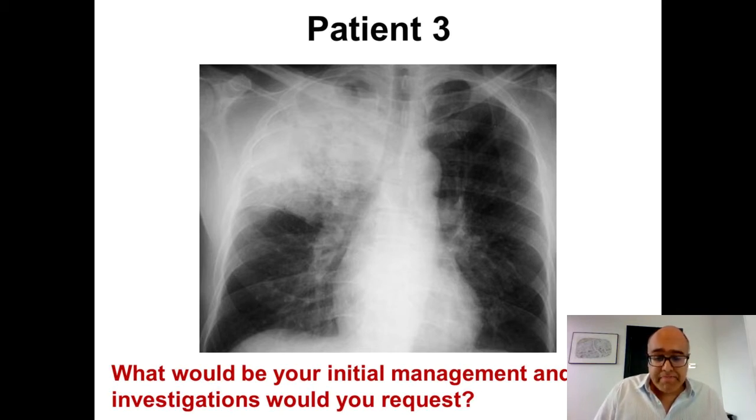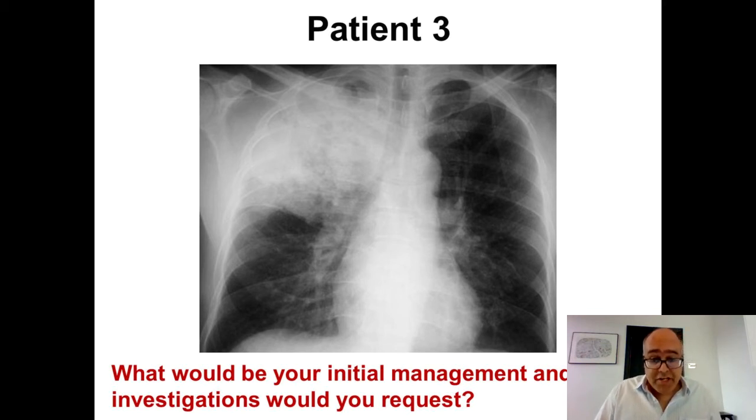Given the presentation, we're really thinking about things like TB in the differential here, but actually it may not be TB. So it's just worth thinking about other differentials because, although this patient has got a lot of features in the history which would be suggestive of TB, it might be something else. It might be a case of community-acquired pneumonia. It could be, unfortunately, a case of lung cancer. And again, it's very difficult to tell just from the basis of the chest x-ray.